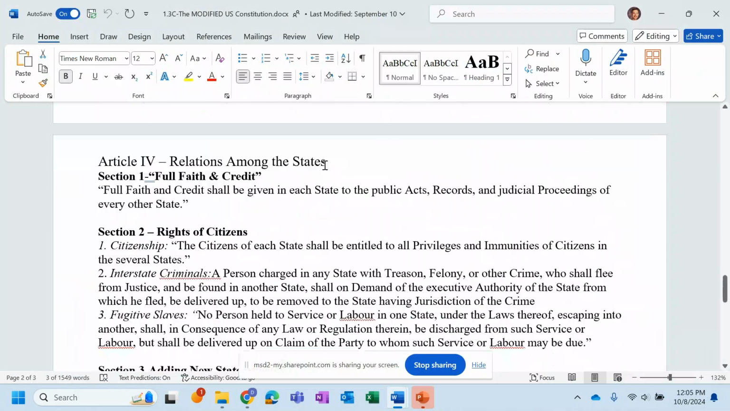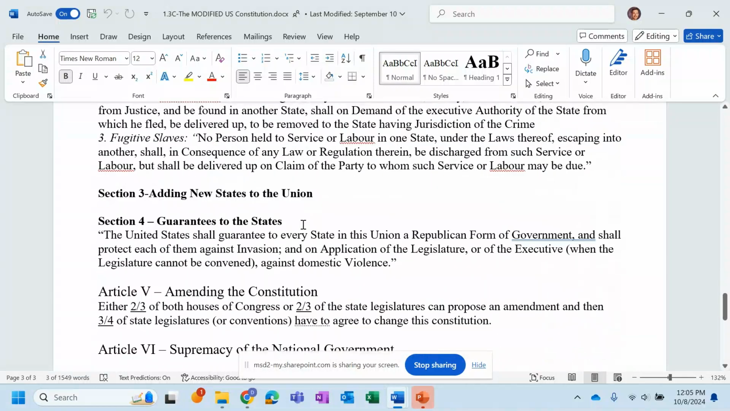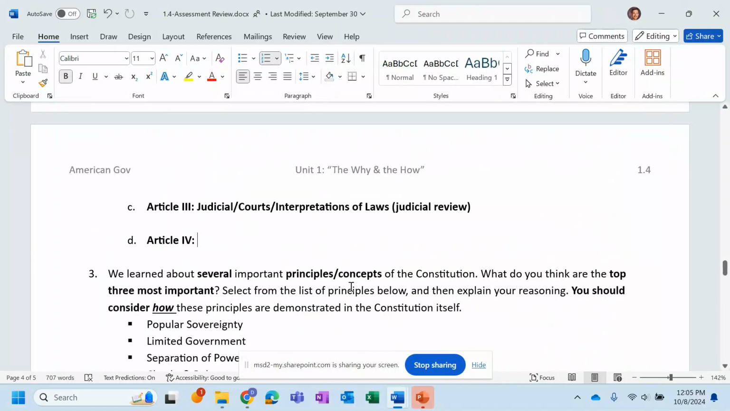Article 4 is relations among the states. So states have to give full faith and credit to the rulings of other states. This is mostly meant for criminal laws and judge decisions. Rights of citizens: if you're a citizen of one state, you're a citizen of the whole country. If you pass to another state, you have the same rights. Adding new states, the guarantees of rights to the states. So these are relationships among the states.